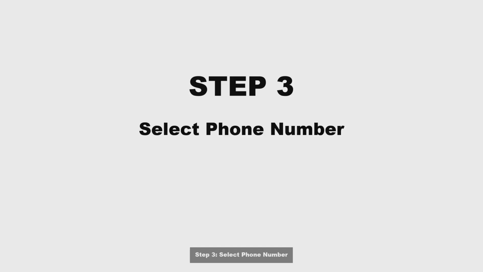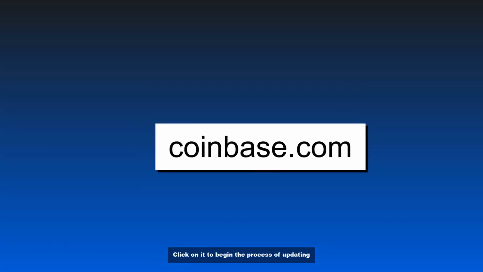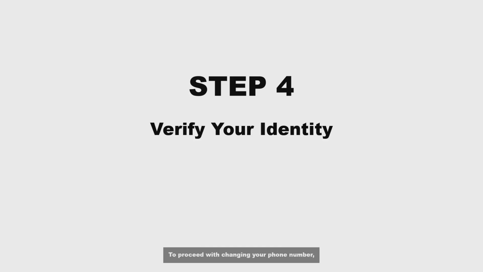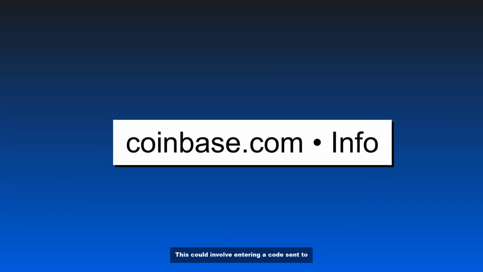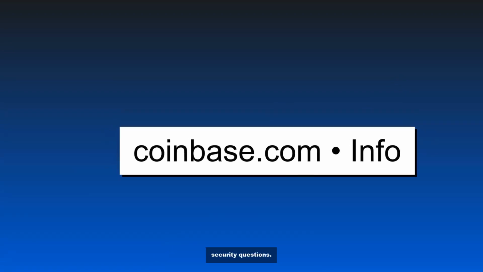Step 3. Select phone number. In the account settings menu, look for the section labeled phone number or security. Click on it to begin the process of updating your phone number. Step 4. Verify your identity. To proceed with changing your phone number, you may be required to verify your identity. This could involve entering a code sent to your current phone number or answering security questions.